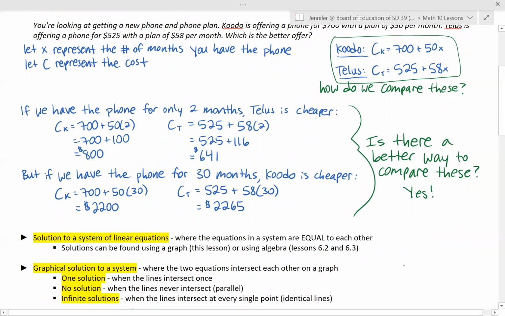The most common would be to have one solution. This is when the lines would intersect once. So maybe one line goes like this, the other one goes like this. You have one intersection point. There's one possible solution for this problem.